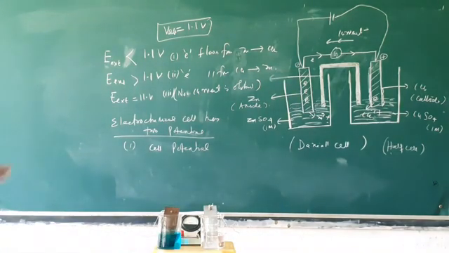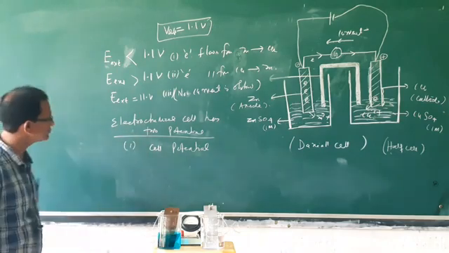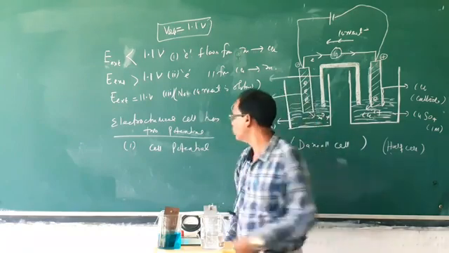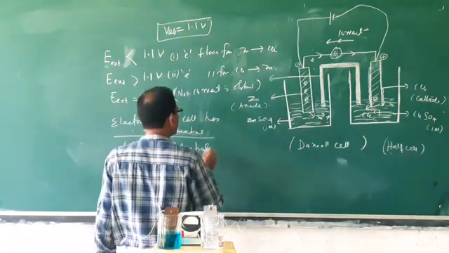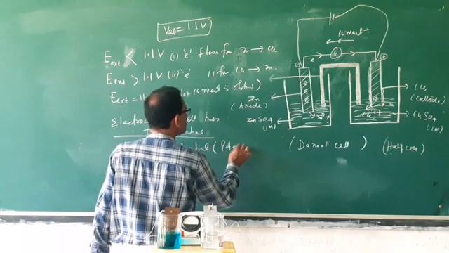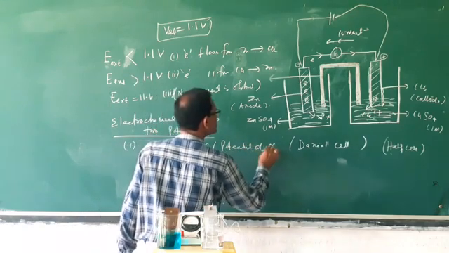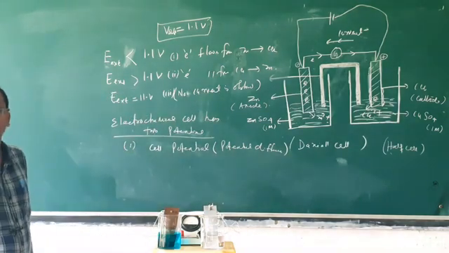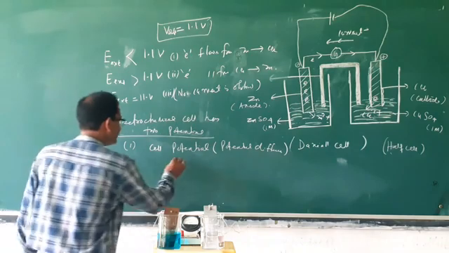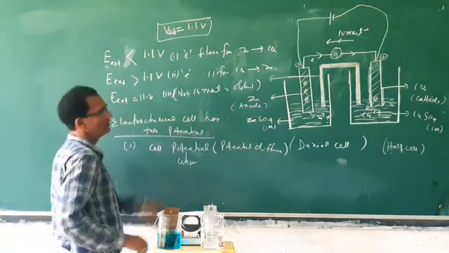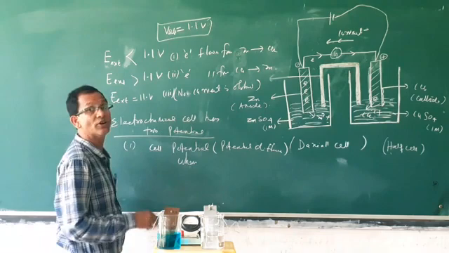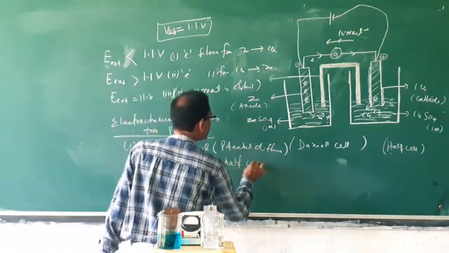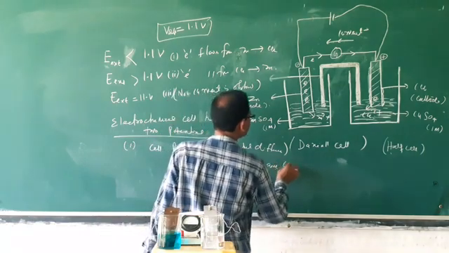Cell potential means when both electrodes are connected, closed. Cell potential is obtained, or this is called potential difference. This is also called potential difference. Cell potential is called potential difference when both half cells are connected.